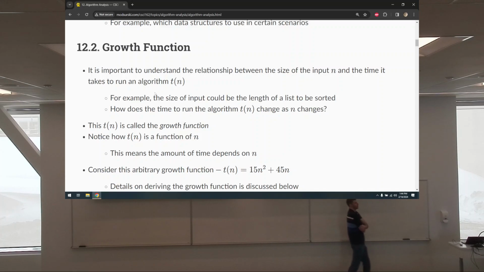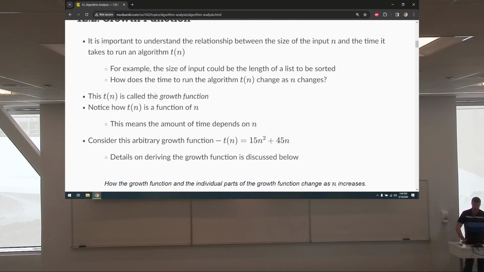So the size of input could be the length of the list to be sorted. How does the time to run the algorithm, T of n, change as n changes, right? So we need an expression to describe this. Thinking back to a linear search, T of n is going to be T of n equals n. It's just linear. If we have a binary search, it might be T of n equals log base 2 of n, right? So T of n is called the growth function.